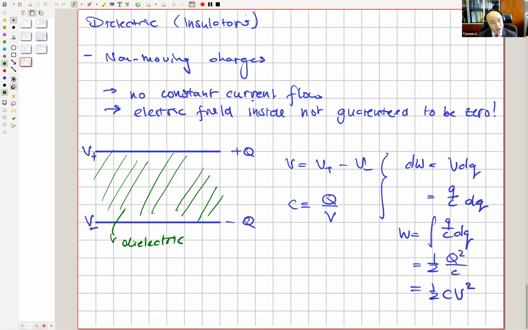In fact, this was actually one of the original experiments by Faraday. Right? He built the capacitor, and then he just put slabs of insulators. I think it's typically wood. He put them in between, and then he observed. He's trying to see, okay, well, what happens to the capacitance?